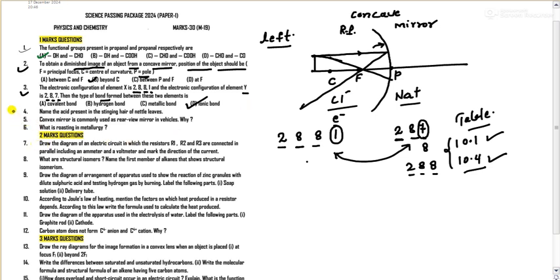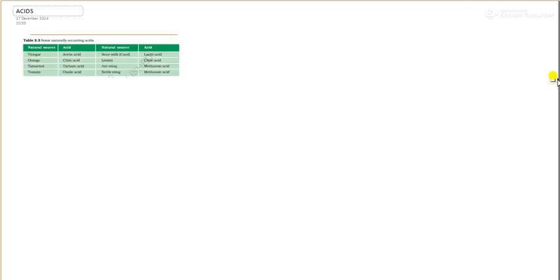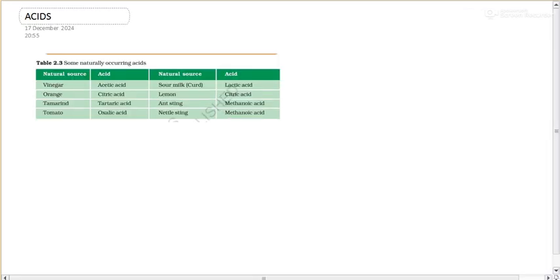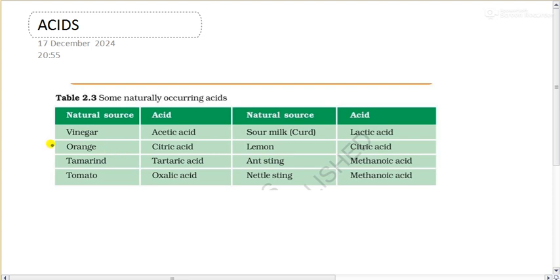Okay, next is a one mark question. Name the acid present in the stinging hair of nettle leaves. This is from the chapter Acids, Bases and Salts. I have given a table here from your textbook itself. It is a very important table, so try to learn it by heart. It lists the acids present in different sources. Nettle sting or nettle leaves, both are the same. The answer is methanoic acid.